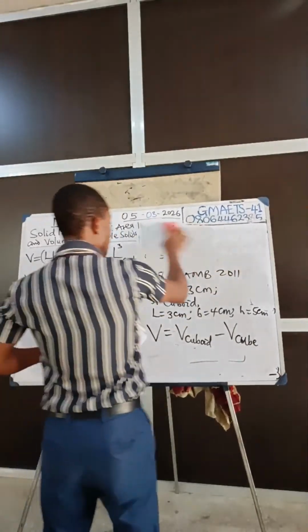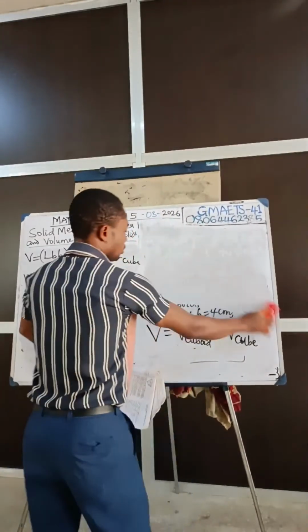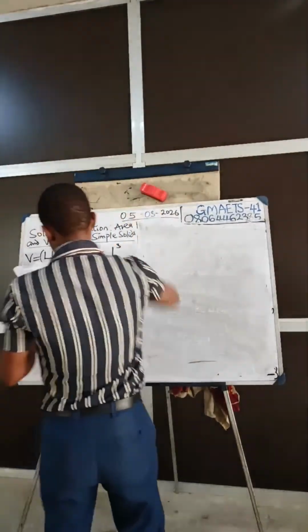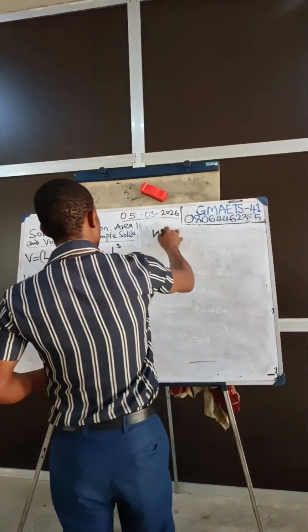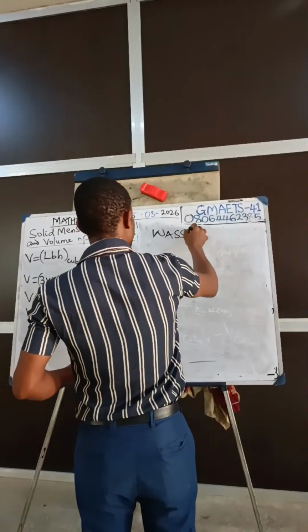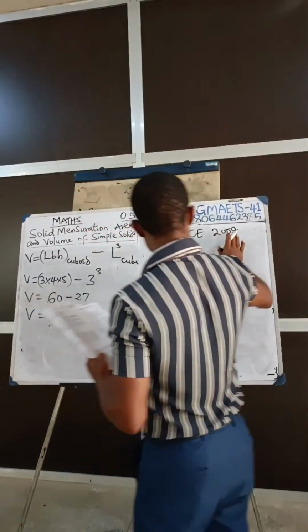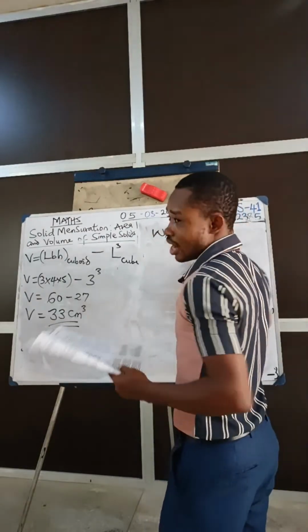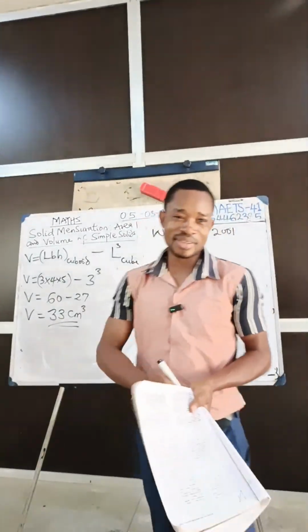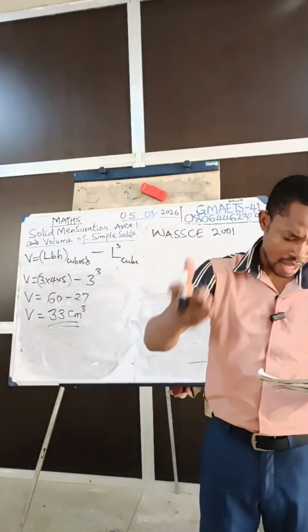Calculate correct to the nearest whole number. WAEC 2009. You know, the only thing that happens here is that they'll just use grammar and confuse you, and you think there is anything significant there.